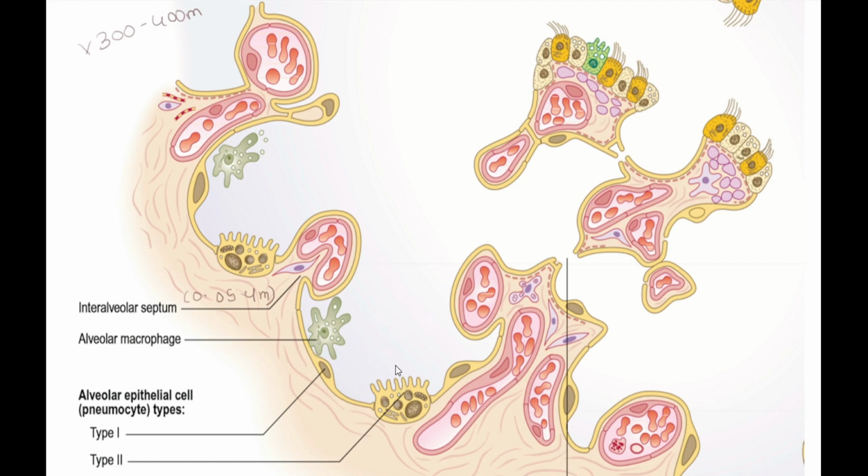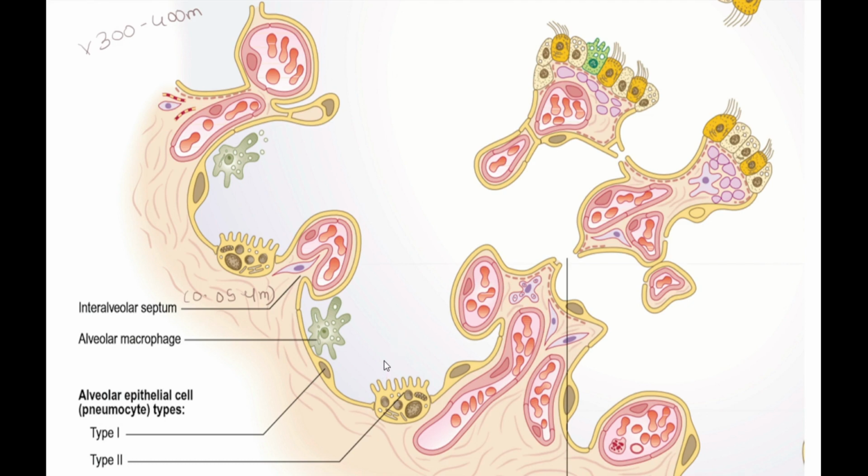And type 2 pneumocytes differentiate and can form type 1 pneumocytes. They can replace type 1 pneumocytes because type 1 pneumocytes don't really differentiate after a certain amount of time. For example, after birth they don't differentiate to form more, so they're replaced by type 2.